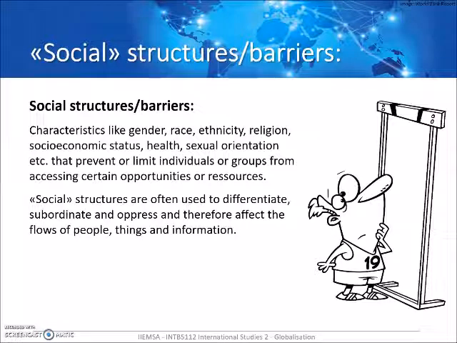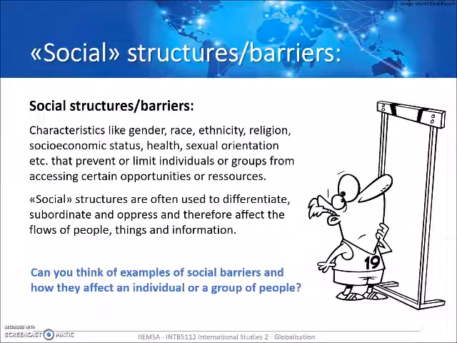So social structures are often used to differentiate, to subordinate, to oppress, right? I mean, we all know about that. And therefore they affect the flow of people and of things and of information, right? I'm sure you can think of examples of social barriers, right? And how they affect an individual or a group of people.